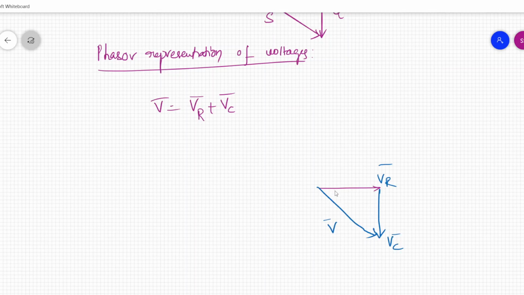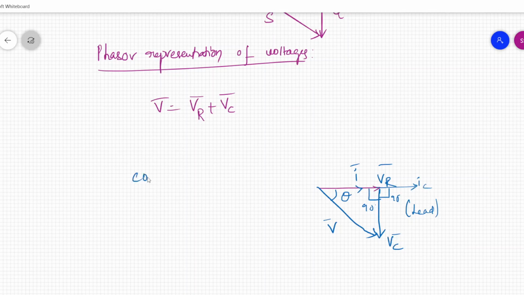So this is theta. Here we are getting 90 degrees phase displacement, and here also you will be having current, that is I bar. I bar will be in phase with the resistive voltage only. Here if you see, current is leading the voltage by 90 degrees. This is the current phasor, this is the voltage phasor. This is IC, the current through the capacitor, leading the voltage by 90 degrees.